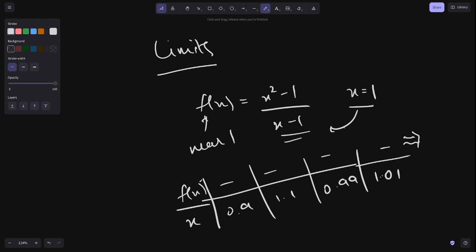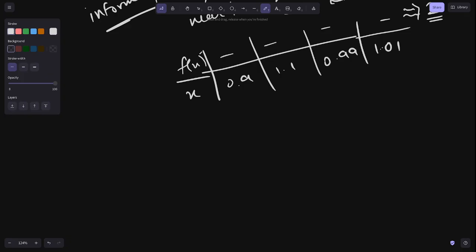We see the f of x value converges to the value of 2. So this is what we informally call a limit. I'm informally defining what a limit basically is. So we formally write this as limit x tends to 1 of f of x equals L.